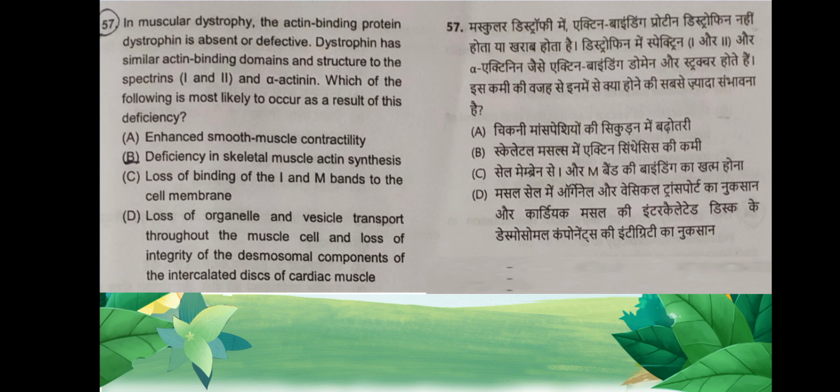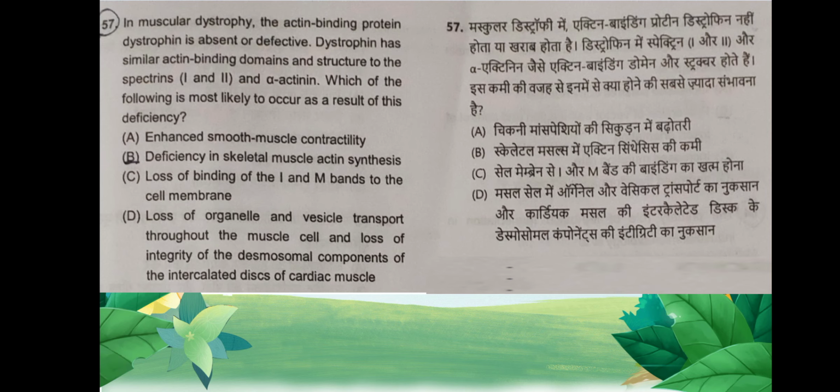Options are: A, enhanced smooth muscle contractility. Option number B is deficiency in skeletal muscle actin synthesis. Option number C is loss of binding of the I and M bands to the cell membrane. And option number D is loss of organelle and vesicle transport throughout the muscle and loss of integrity of the desmosomal component of the intercalated disc of cardiac muscle.